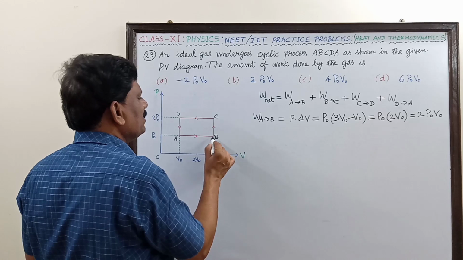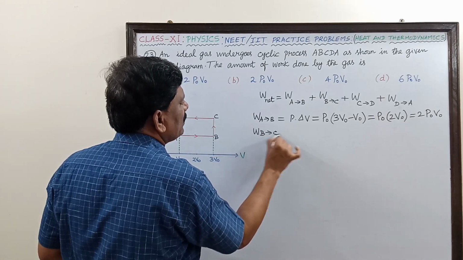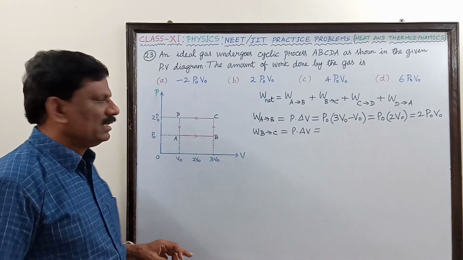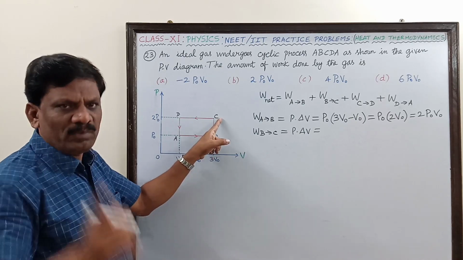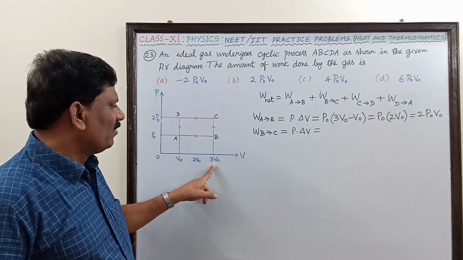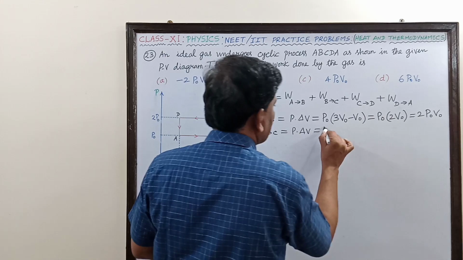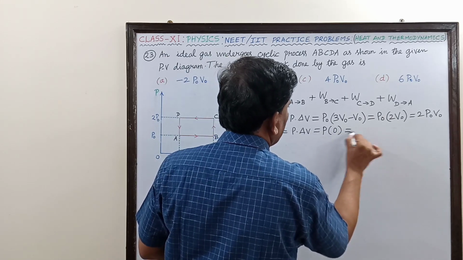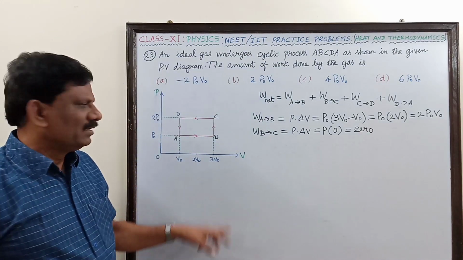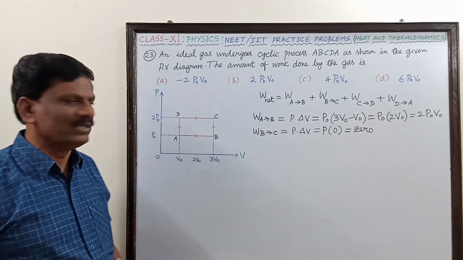Now the next is B to C. So work done from B to C is equal to P into change in volume delta V. Now B as well as C, both the points correspond to volume 3V0. That is, the volume is the same. So change in volume must be 0. So this is P into 0, which is equal to 0. Are you understanding? Why? Because B and C, both the points have the same volume, change in volume is 0.